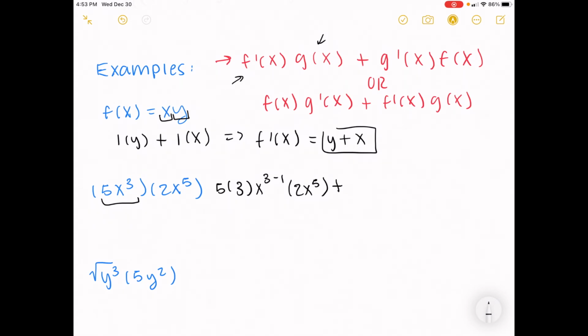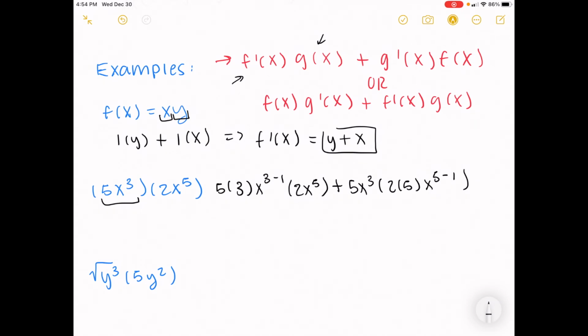Next we add that to 5x to the power of 3 times the derivative of 2x to the power of 5, which is the same thing as 2 times 5x to the power of 5 minus 1.